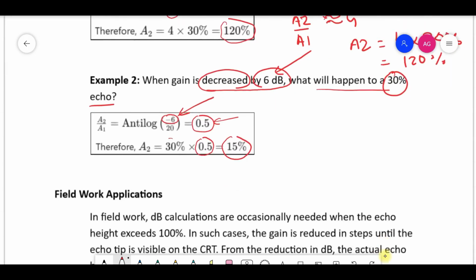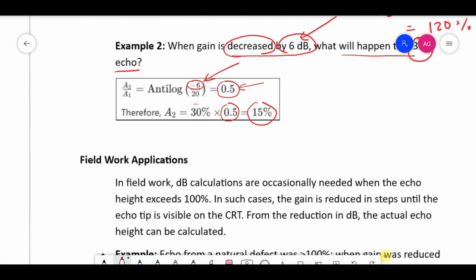But in an exam, different values may be given, like 4 dB, 3 dB, 2 dB, 8 dB, 10 dB, 12 or 14 dB. So in this way different values are given, that means odd dB values. What to do in that case? I will also tell you this in the end. The ratio is just that. If you remember it, then it will be very easy to find the echo height.